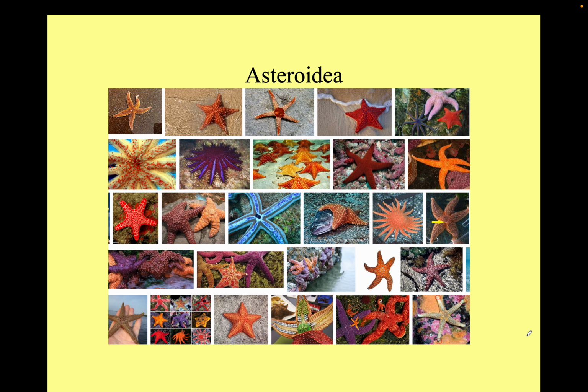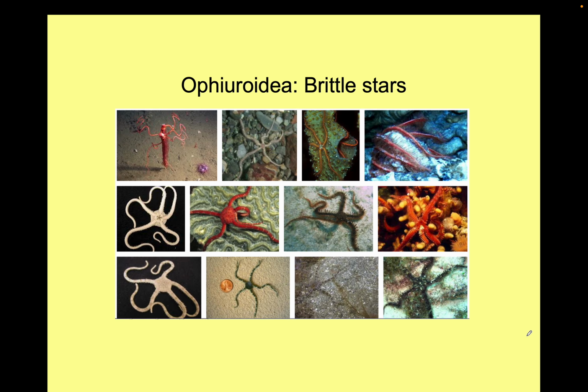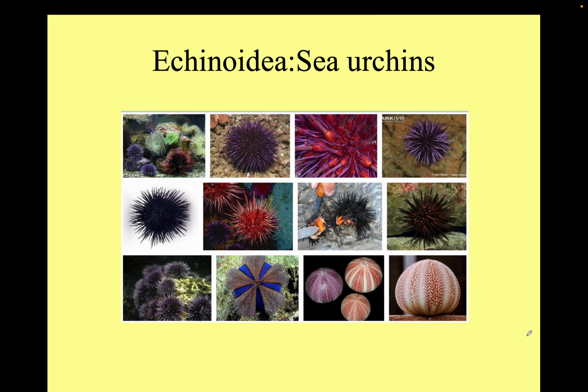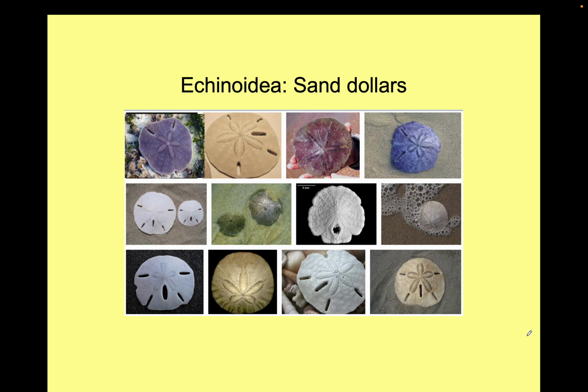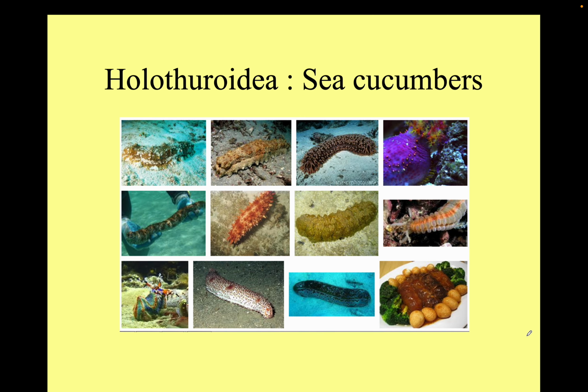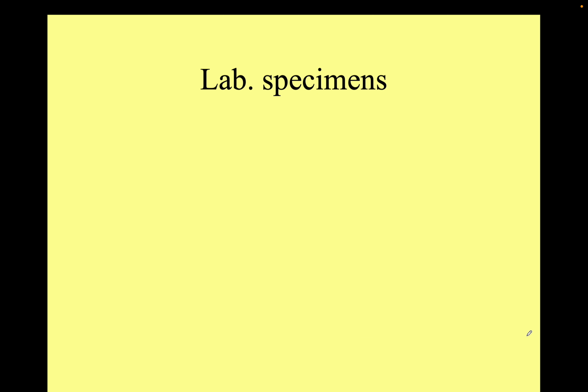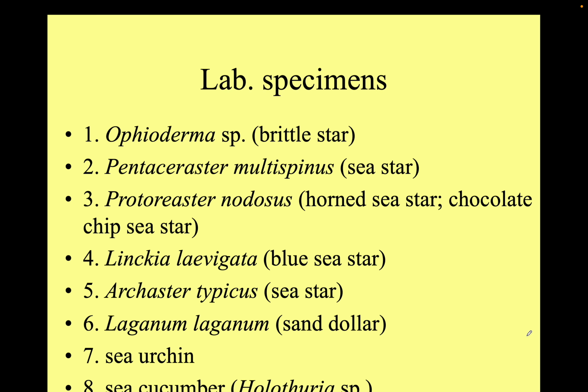Okay, so here are some more pictures for a roundup of our echinoderm classes. We have the Asteroideans, Ophiuroideans, the Echinoideans, here heart urchins, sea biscuits and sand dollars, and the Holothuroideans, the sea cucumbers. In your laboratory, I believe you were able to examine preserved specimens, and the following are some of those that you were probably able to look at and to document and study their anatomy.